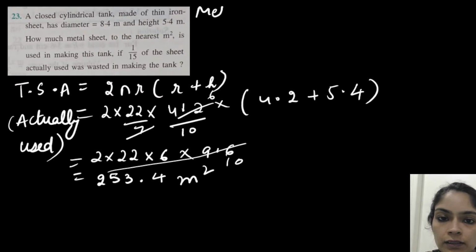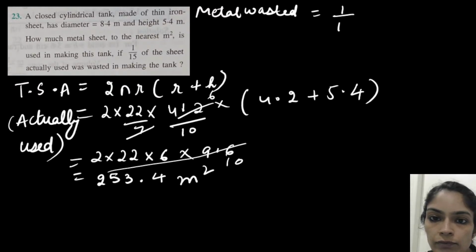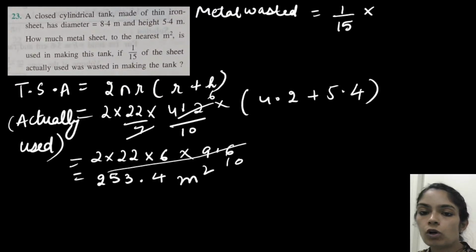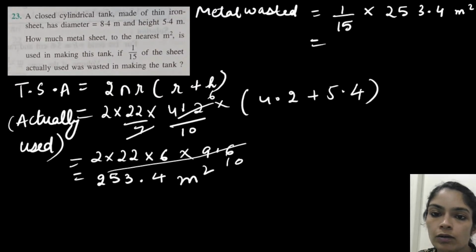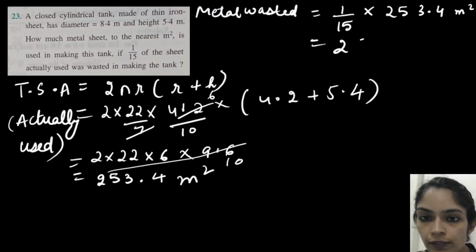Now the metal which got wasted is given to us as 1 by 15th of the actually used. So 1 by 15 of means multiplication. 1 by 15 of means multiplication in maths, of 253.4 meter square. Okay, just divide this and tell me what we will get as an answer. So this will be 253.4 divided by 15.